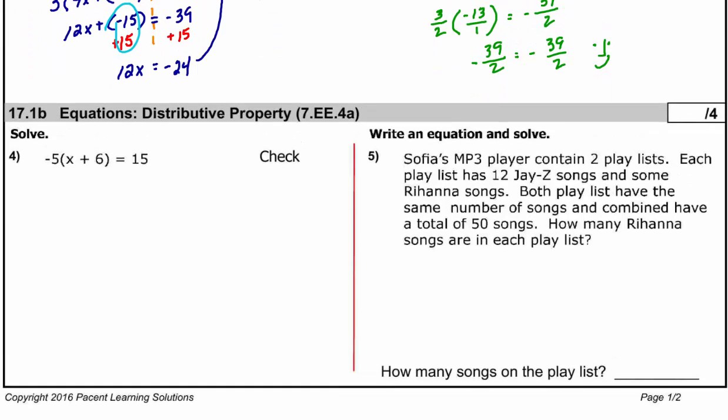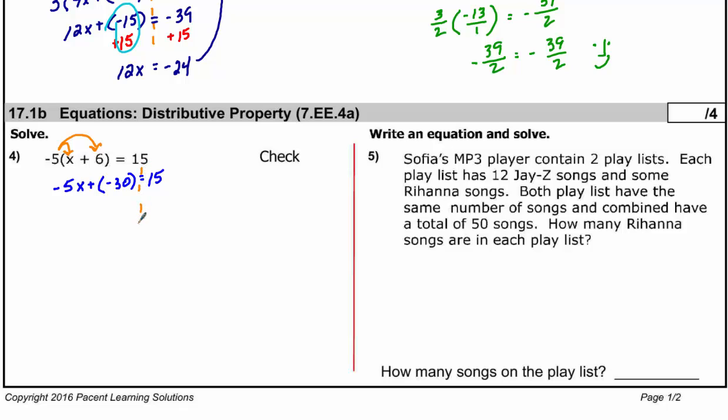Down to number 4. After that one, number 4 is going to feel like it just goes by with almost no effort. So on number 4, there are rainbows. So we're going to multiply negative 5 times x. That's negative 5x plus negative 5 times 6. That's negative 30 is equal to 15.